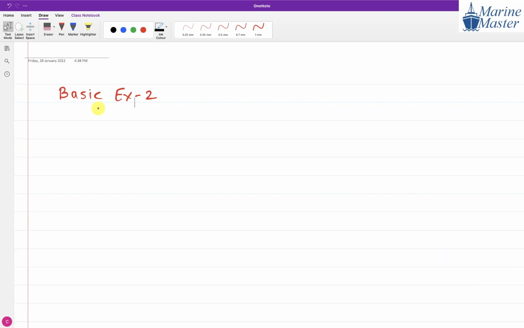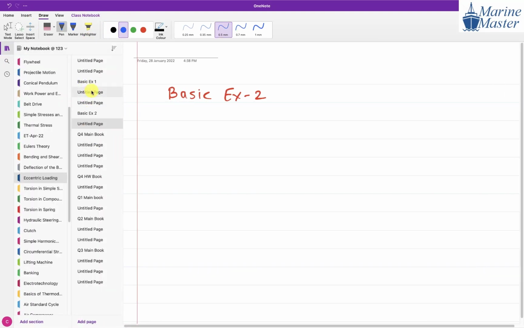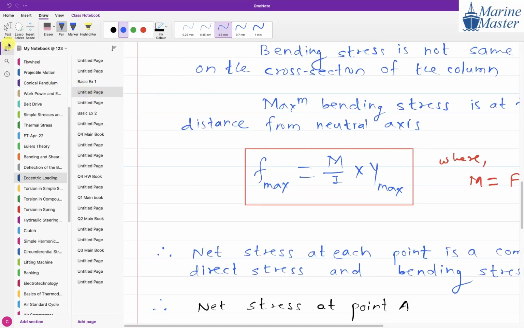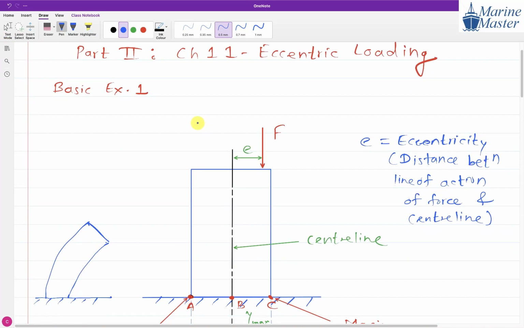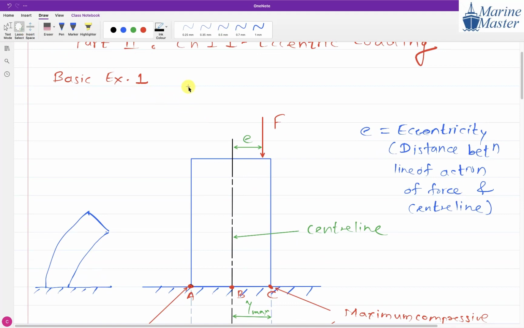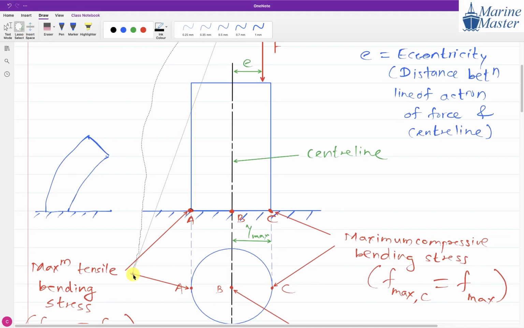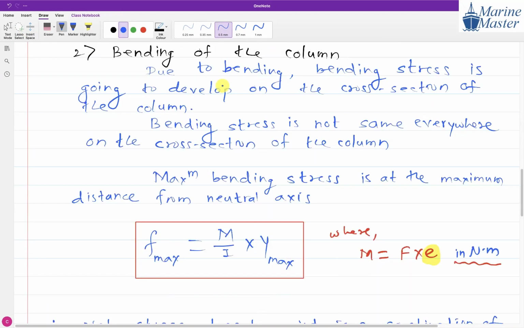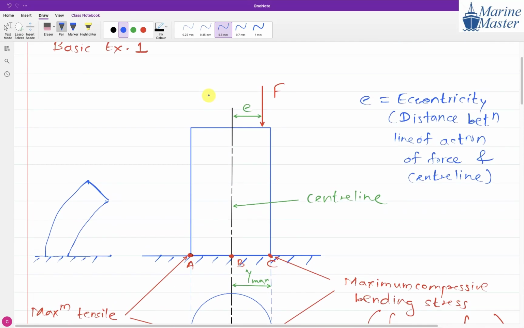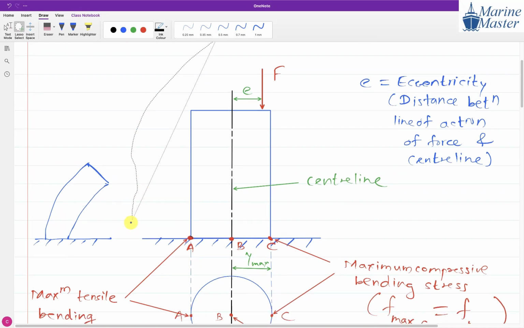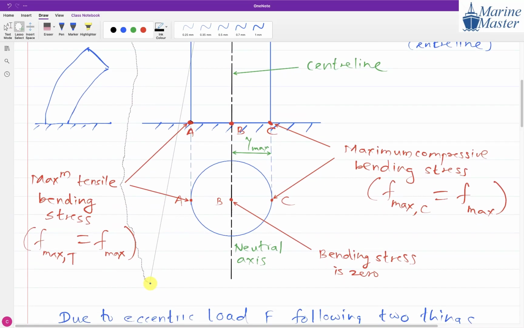Now in basic example 2, the story is a little bit different, not different, the same story. Everyone observe the scenario here. I'm going to copy the same drawing here, but a few things are going to change, and we will see those things also. I have the option of copy paste.